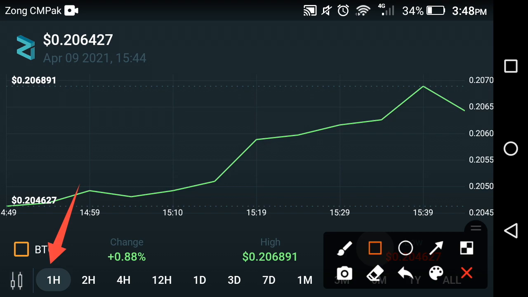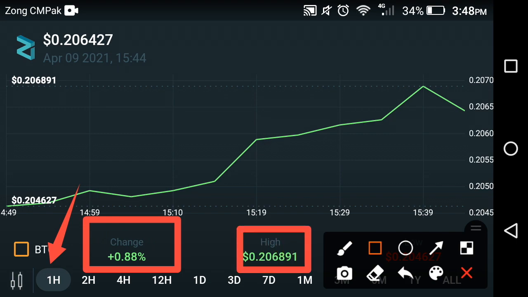As you can see here, friends, the average change in Zilliqa coin in the last 1 hour is positive 0.88%, and the high price of Zilliqa coin in the last 1 hour is about $0.206891. And friends, if we look at the current status of Zilliqa coin, as you can see here, at this time they are falling down.